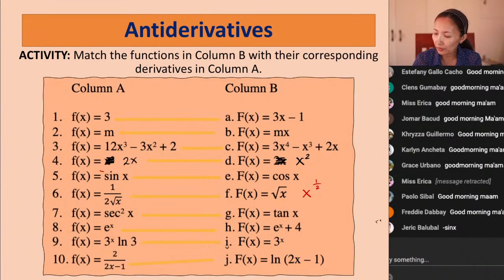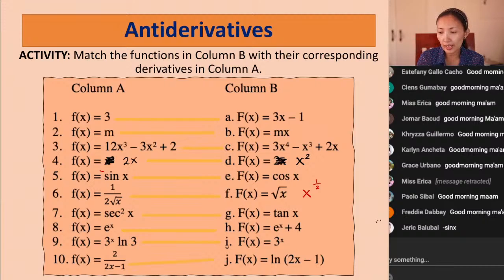Letter I, f of x is 3 raised to x. This is of the form a to the x. And derivative of a to the x, what did we say before? A to the x times the natural logarithm of the base a, which is 3 in this case. So 3 to the x, ln of 3. And finally, letter J, derivative of the logarithmic function, ln of 2x minus 1. Remember the formula, du over u, or 1 over u times du. Derivative of 2x is 2 over this quantity. Correct. So 2 over 2x minus 1.